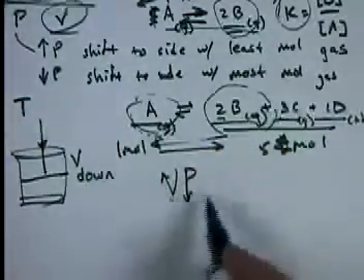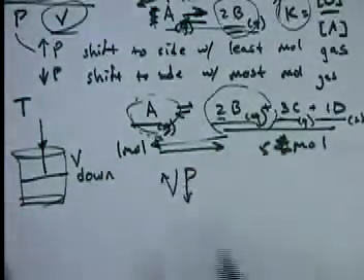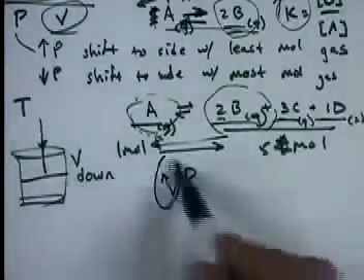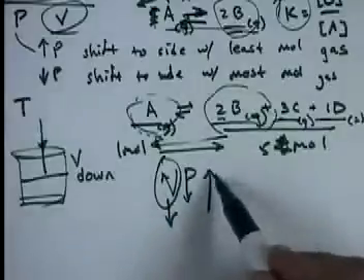And remember, if one goes down, the other one goes up. Okay, anyway, we're decreasing the pressure. I'm sorry, decreasing the volume. So if the volume goes down, that means the pressure has got to go up.